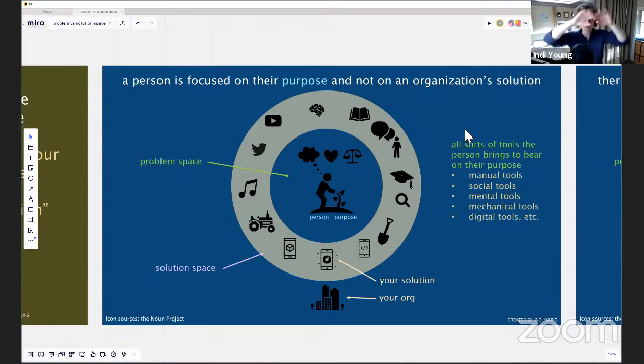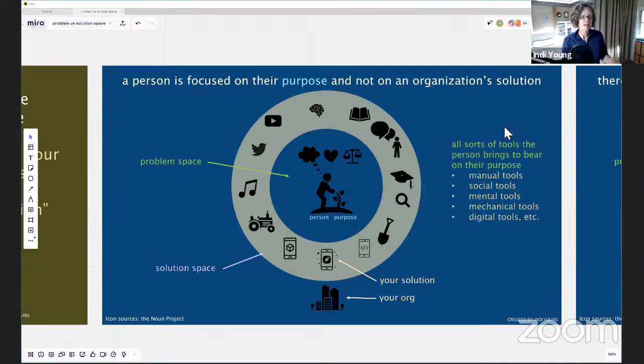Whereas the ring around it are all the different tools that that person can apply in making progress on their purpose. So they might dial it around and they might ask their neighbor. There's an icon of a person and the little speech bubble. So they might remember what they learned in university, or they might go to a search engine, or they might use some sort of manual tools or some digital tools on their phone. They might put on some music to help them accomplish this thing.